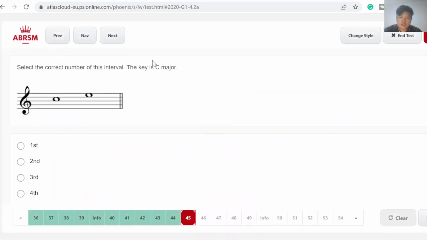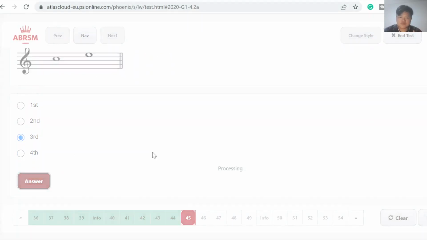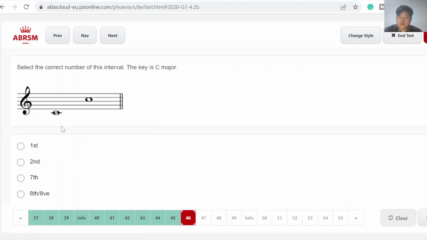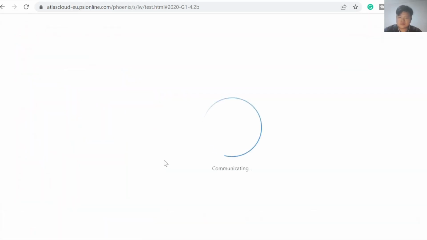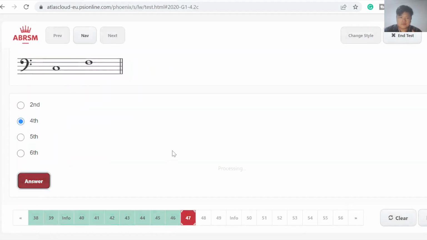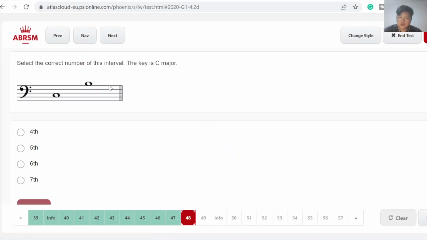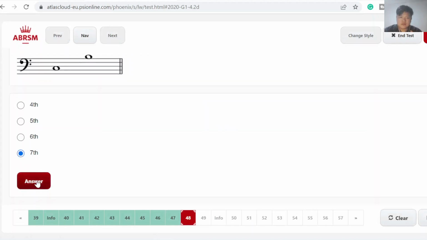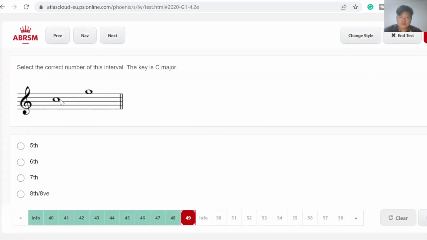Next one, okay, C major here. So you have 1, 2, 3. So it's the third here. Okay, next one, this is the 6th here. Then this is the 4th here. And over here is the 7th here. So over here is a 5th. See, 1, 2, okay, or you can count C to G. C, D, E, F, G is a 5th here, correct?